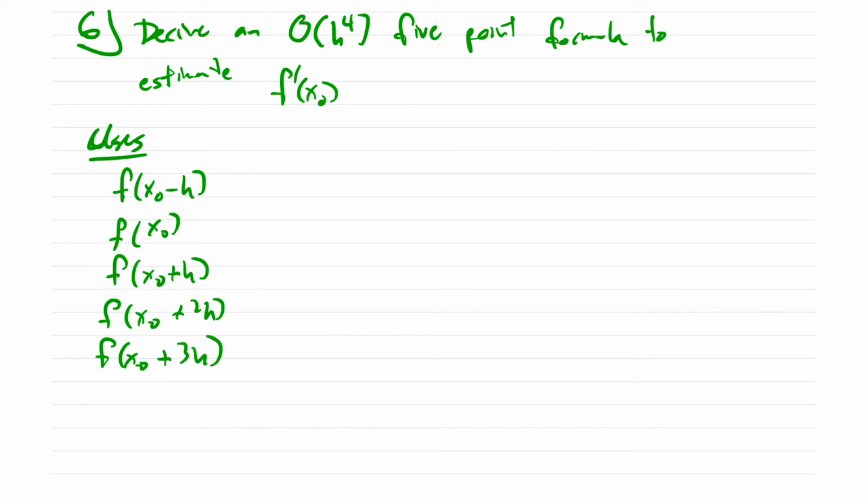And here we're given a hint. It says to consider the expression a f of x naught minus h plus b f of x naught plus h plus c f of x naught plus 2h, etc., expand fourth order polynomials, and choose a, b, and c appropriately. So that is one way you can do it, and that will give you an answer.